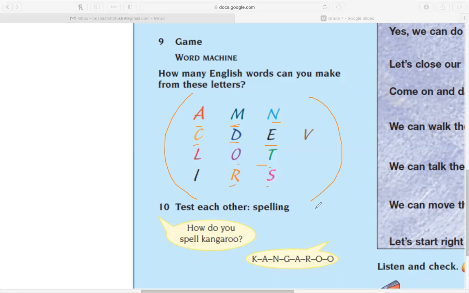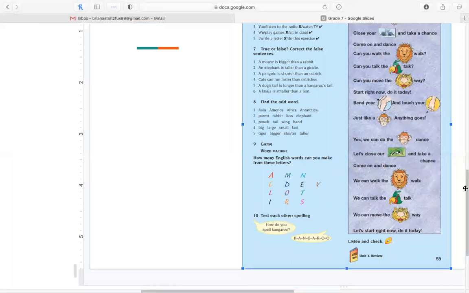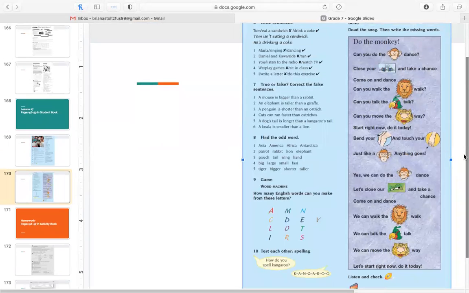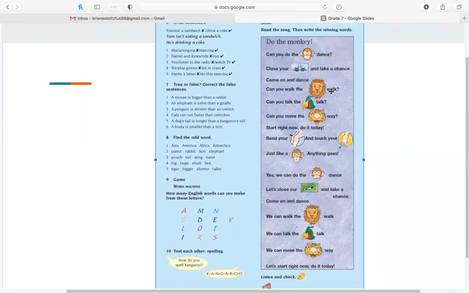S-T-O-R-E, store. Just for fun, see how many words you can make using only these letters. Now, let's look at the song on the right-hand side. Here we have a song. It's missing some words and we just have pictures. Let's see if we can sing the song by discovering the pictures.